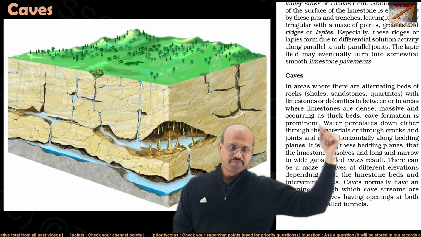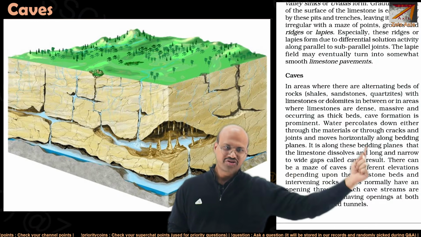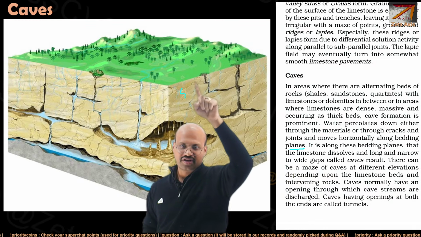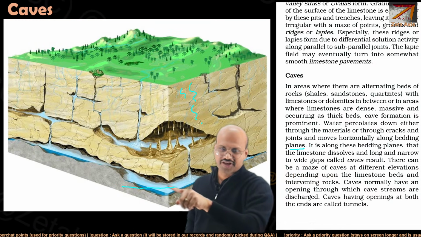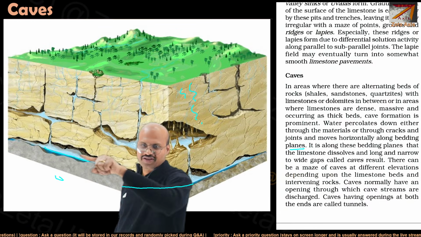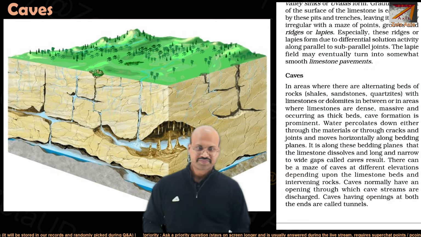Water percolates down either through the materials or through cracks and joints and moves horizontally along bedding planes. So we've already seen that it moves through these joints, which we can see over here. There is this bedding plane. You can see that this is one rock, this is another rock, so this would be the bedding plane. It could move horizontally in the joints as well as on the bedding plane.